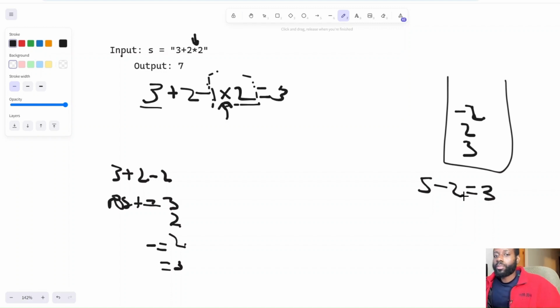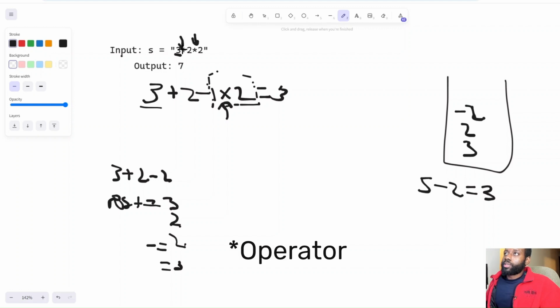The gist of this problem is that we do the multiplications and divisions first, and then at the end we process the additions and the subtractions that need to be done. As we're going through, we're going to need to keep track of a couple of things. We need to keep track of the current number that we're building, and also the sign that we are on.